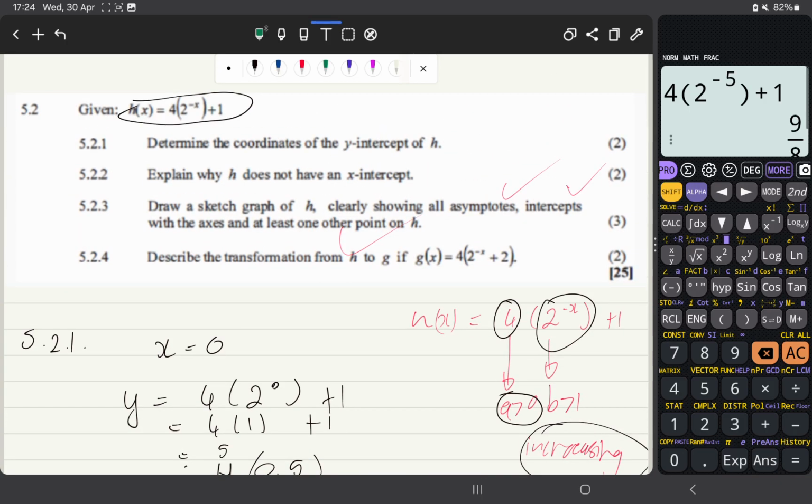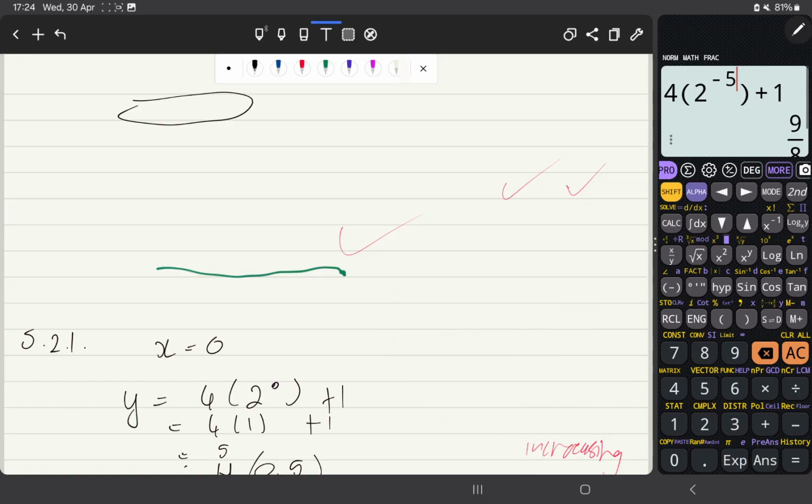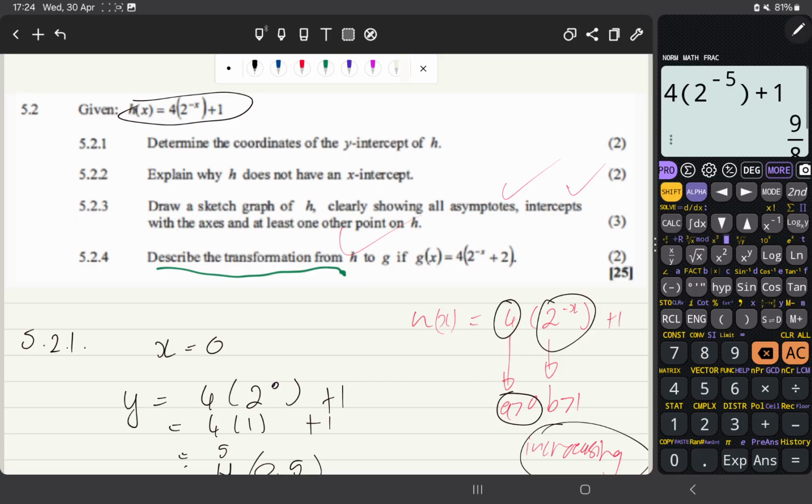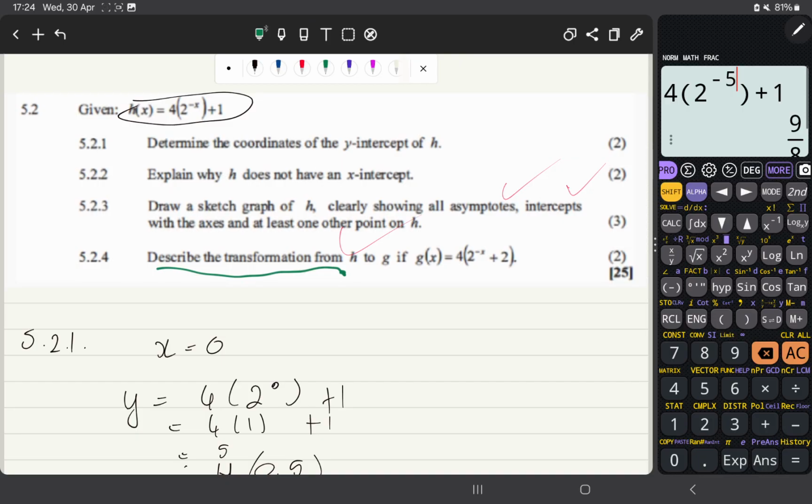And let's go for the last question. The last question says describe the transformation from h to g if g of x is this. So I guess we can do it right here. We don't need to go anywhere. Delete. Oh damn, undo. Let me work. So h of x is 4 times 2 to the power of minus x plus 1. Now g of x is 4.